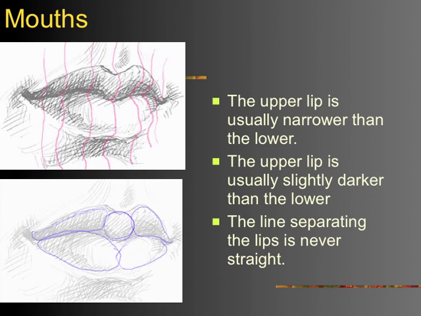The upper lip is usually narrower than the lower. The upper lip is also slightly darker because it sits in the shadow of the nose. The line that separates the lips is never really straight because the lips are made up of a series of almost like circular forms. And remember that the lips, when they vanish back into the mouth, are vanishing back in a rounded way, so there needs to be a shadow where the two lips meet. There's also a shadow at the base of the lips as they round into the chin.